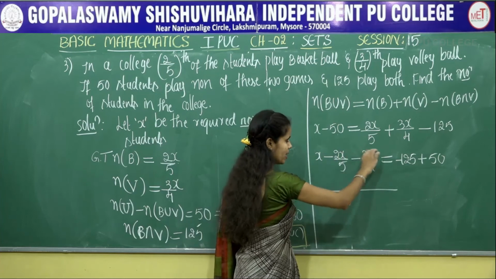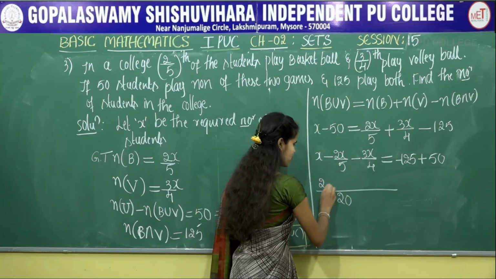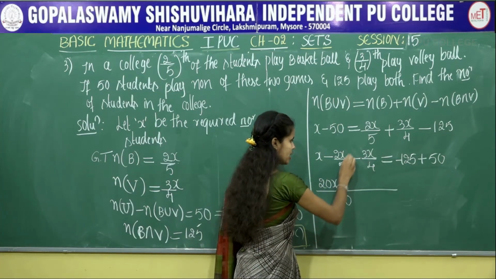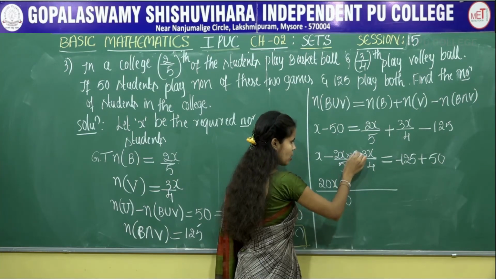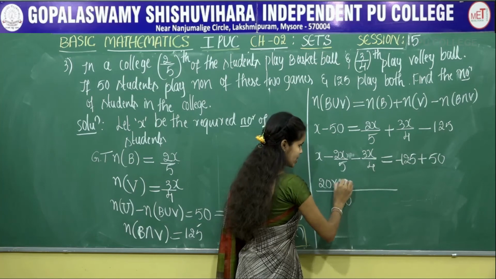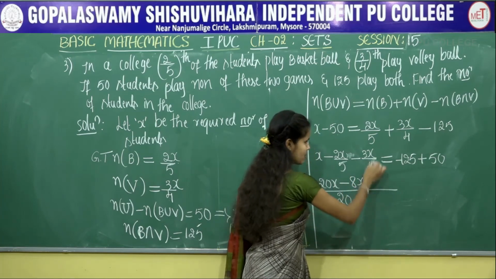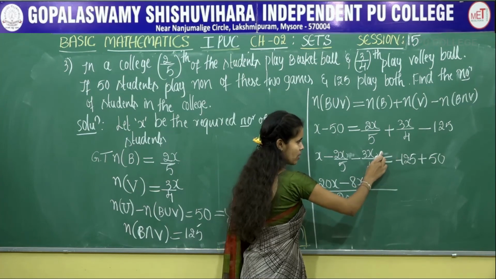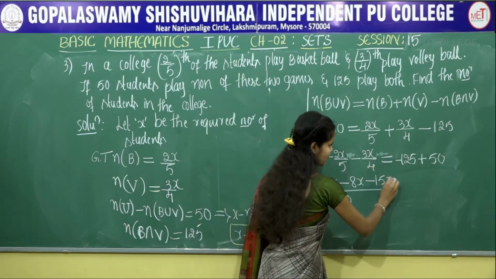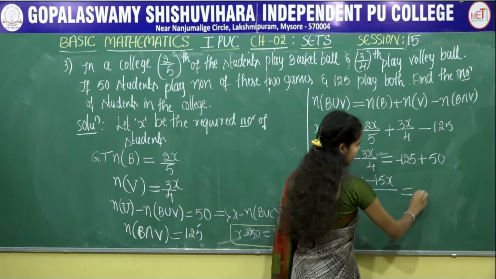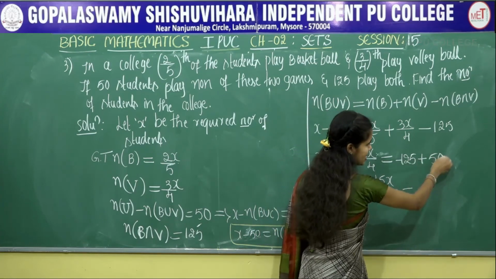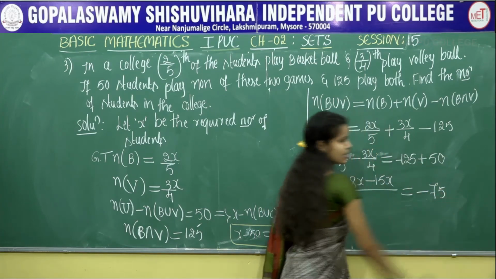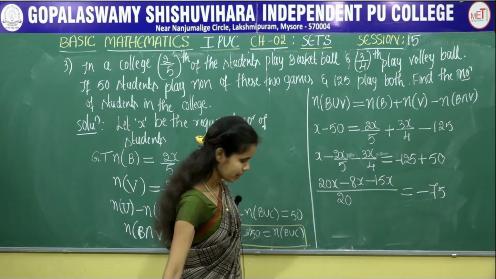Now multiply each term by 20. 20 into x, 20x. 2x by 5 into LCM 20: 5 4s are 20, 4 into 2x, 8x. Minus, multiply this term by LCM 20: 4 5s are 20, 5 into 3x, 15x is equal to minus 125 plus 50, that is minus 75.